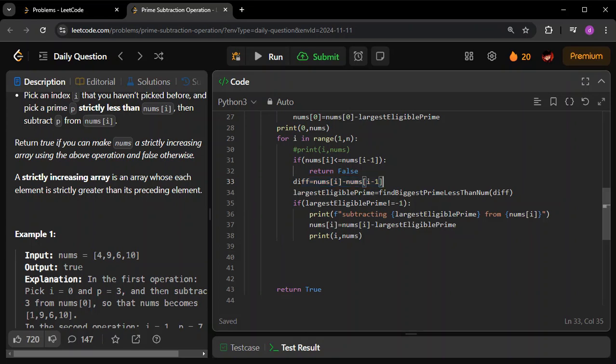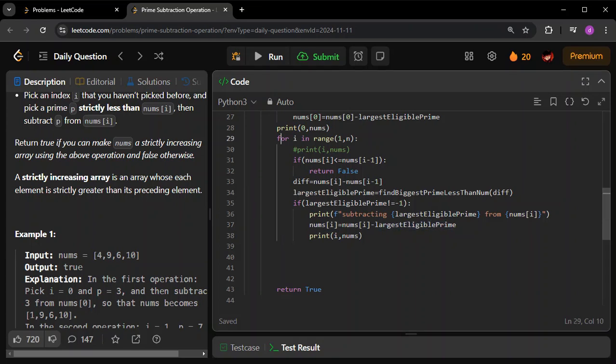Okay, I'm finding that. Next, I'm going to pass this diff to this particular function, find biggest prime number less than num. I'm going to pass the diff in that. This will return me the biggest prime number less than diff. If it is not -1, I'm going to do the subtraction: nums[i] = nums[i] minus this particular number, as simple as that.